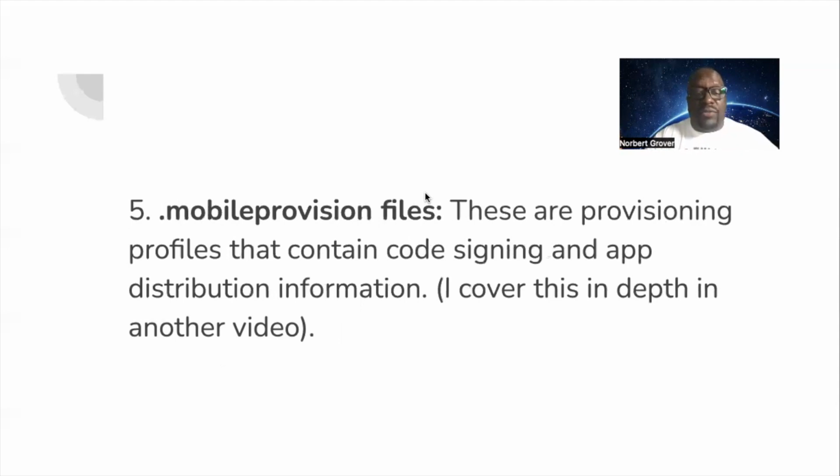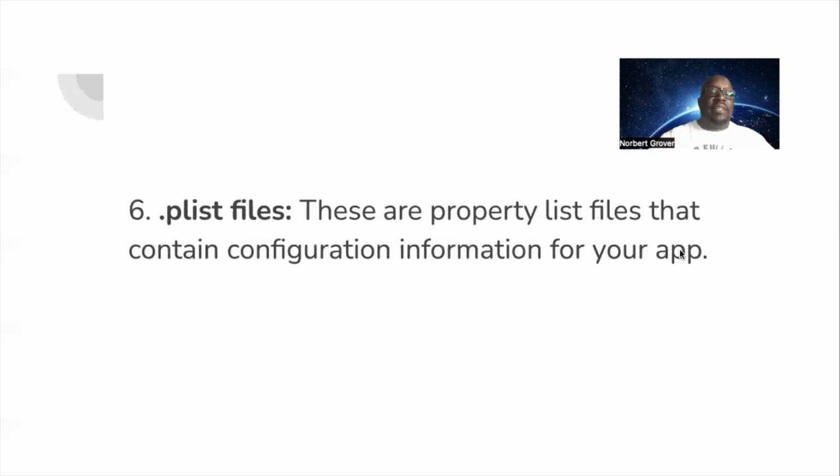Five, provisioning profiles, or mobile provisioning files. These are the provisioning profiles that contain code signing and app distribution information. I made videos on that. Link in the description. Six, plist files. These are the property list files that contain configuration information for your app. Again, in a lot of my videos, I discuss plist files. So it's not that I don't have one specific video, I have lots of videos that discuss it.